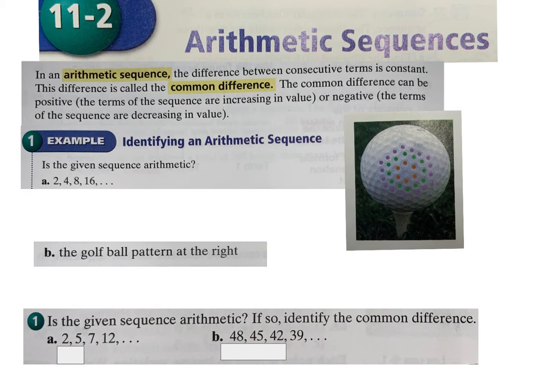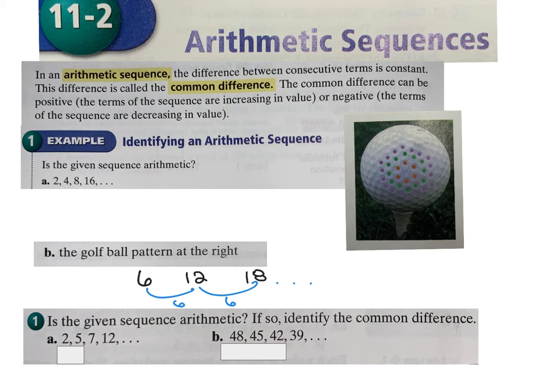All right, look at the next one. Is the golf pattern one? In the golf pattern, the inside has 6, and then it goes to 12, and then it goes to 18. So how do I get from 6 to 12? And how do I get from 12 to 18? All right, so this is an arithmetic pattern. I went the same number across the board. It can be positive, it can be negative, but it has to be the same number that you're adding.